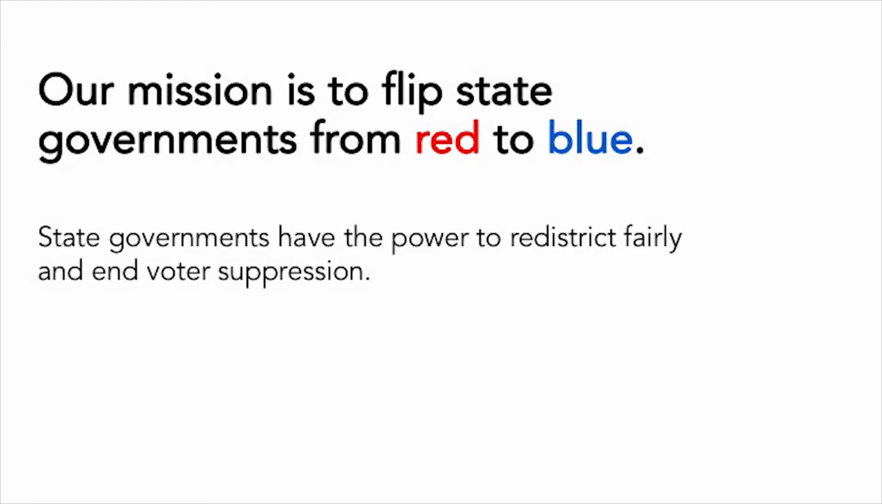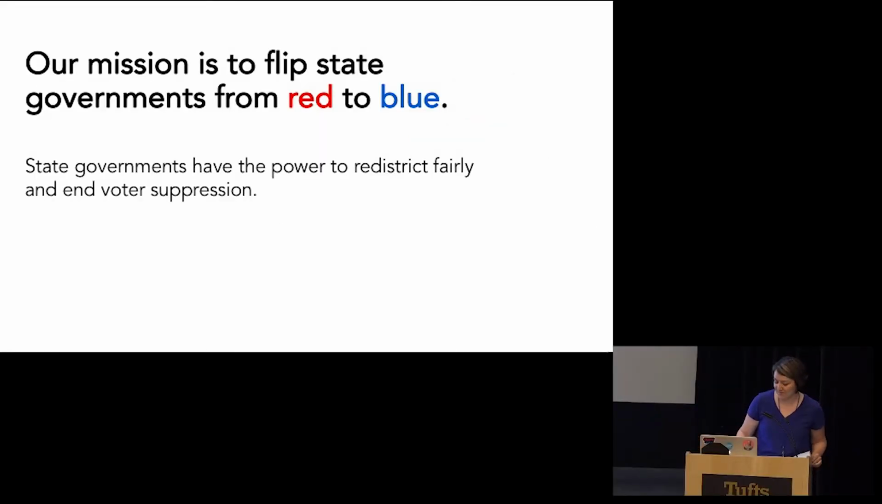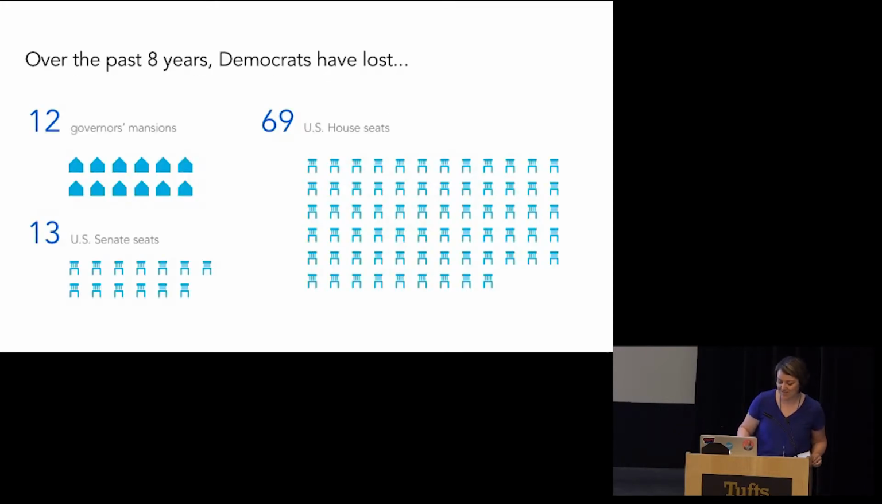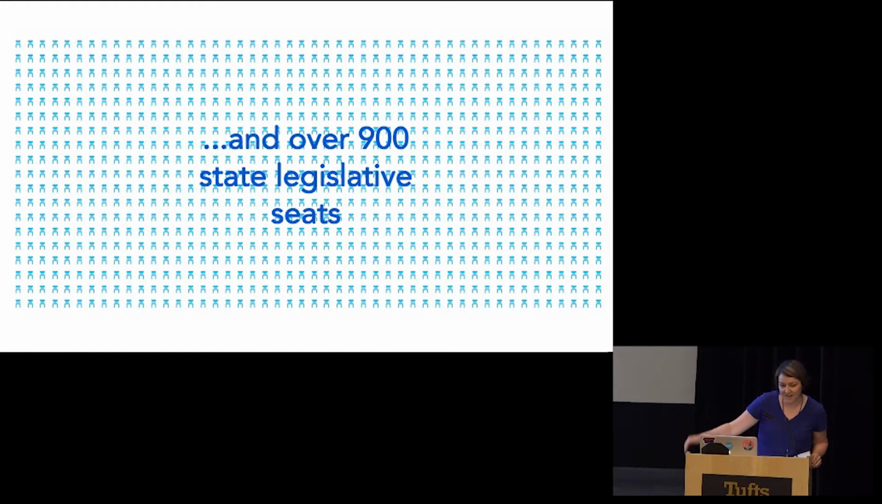At Flippable, our mission is to flip state governments from red to blue. State governments have the power to redistrict fairly, and they have the power to end voter suppression. I'm going to show you some stuff. Over the past 8 years, Democrats have lost 12 governor's mansions, 13 U.S. Senate seats, 69 U.S. House seats, but wait for it, we've also lost over 900 state legislative seats. And that's where all the power is in terms of drawing lines, in terms of voting laws.